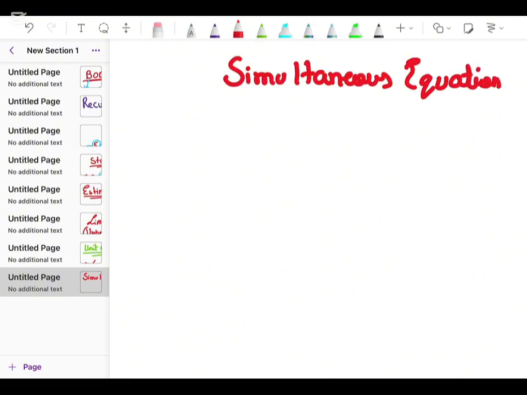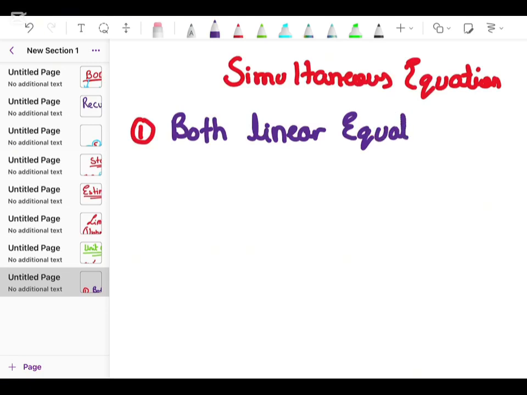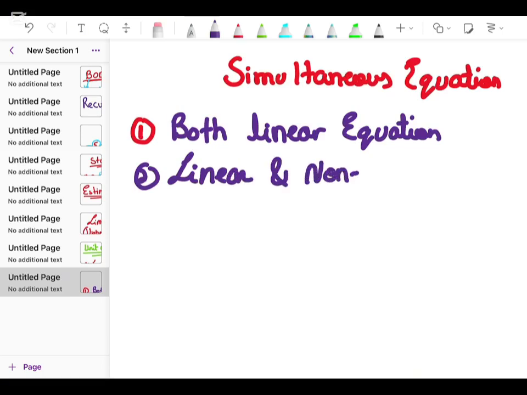In simultaneous equation, we have two types of question. One is where both are linear equations. What are linear equations? Basically, the equation which has highest power 1 is known as a linear equation. And the second type is one linear and the other non-linear. So we will see what type of linear equation, what type of non-linear equation.